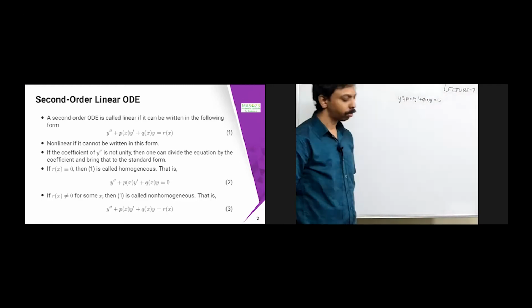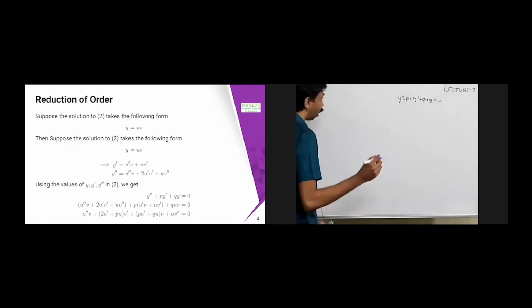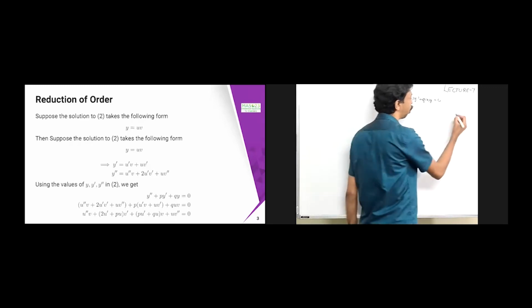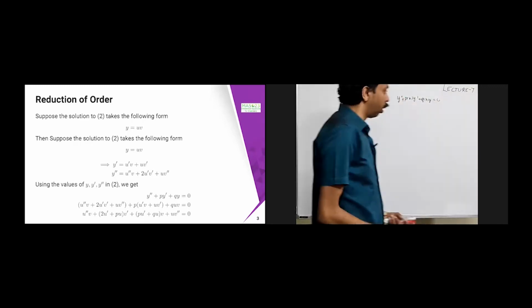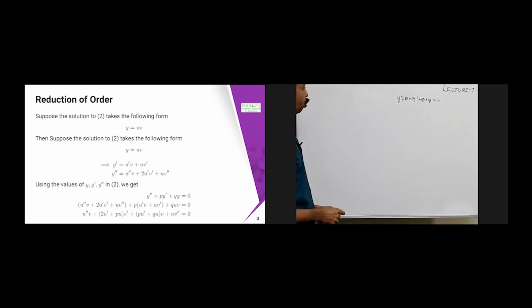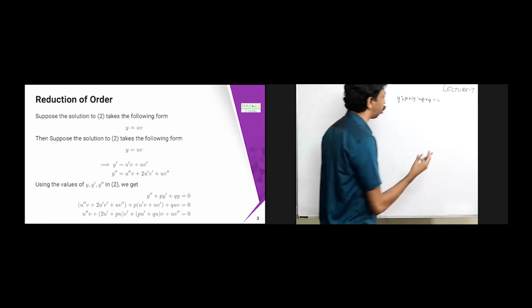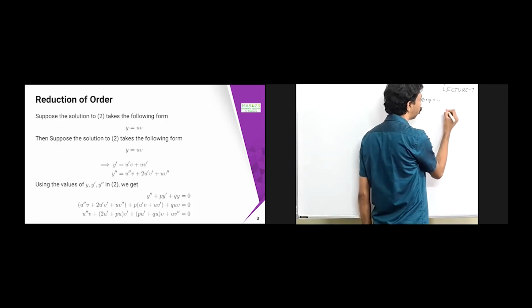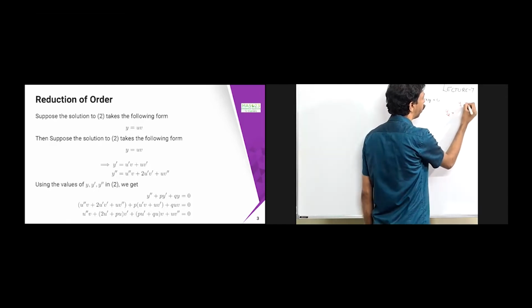Now what we are going to do is, suppose you know one solution. Suppose y1 is known. Now we are going to use reduction of order and find the other solution. Suppose one solution y1 is known to you.